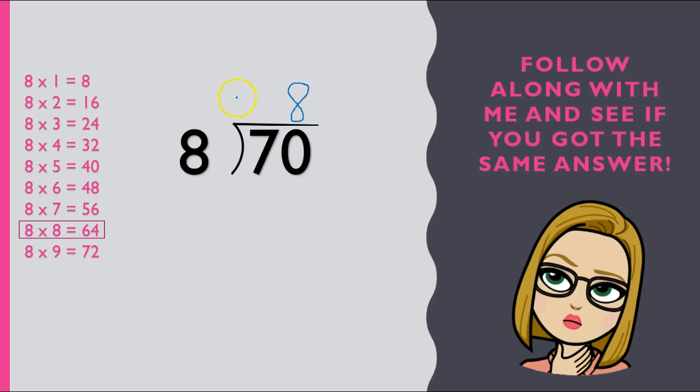Okay, and then I have to do my multiplication. 8 times 8 is 64. And then I'm going to subtract. And since I don't have any more numbers over here to bring down, I'm going to stop there and I'm going to say this 6 is my remainder. So my answer is 8 with the remainder of 6. Did you get the same thing?